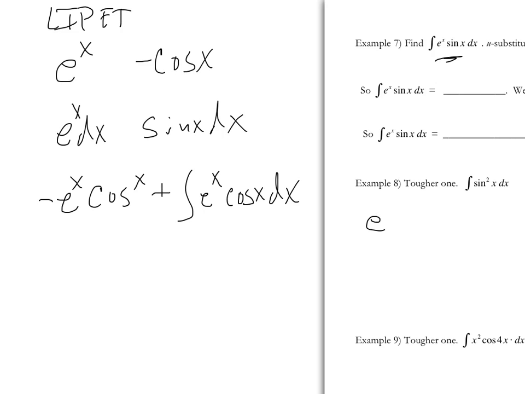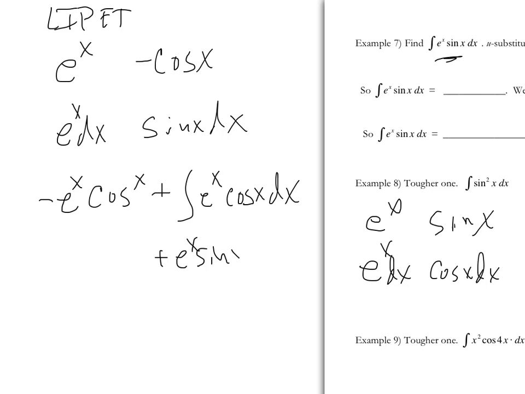So I'll let u be e to the x. I'll let cosine x dx be the dv. So the derivative of e to the x is e to the x dx. The antiderivative of cosine is sine. So this part is going to be plus e to the x sine x minus the integral of e to the x sine x dx.